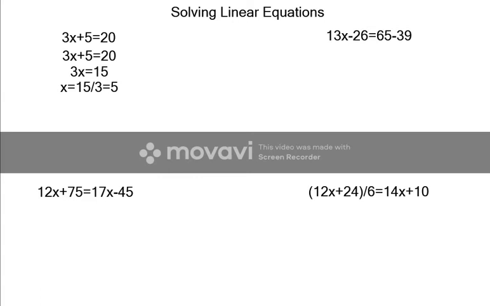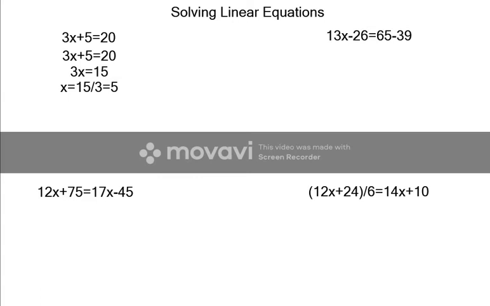Alright, so let's go to the next type of equation that we'll be solving. This is when we have a single variable on the left side and we have to simplify a little bit more, by simplifying on both sides before we solve, to make it easier for us. Alright, so let's take a look. We have 13x minus 26 equals 65 minus 39.